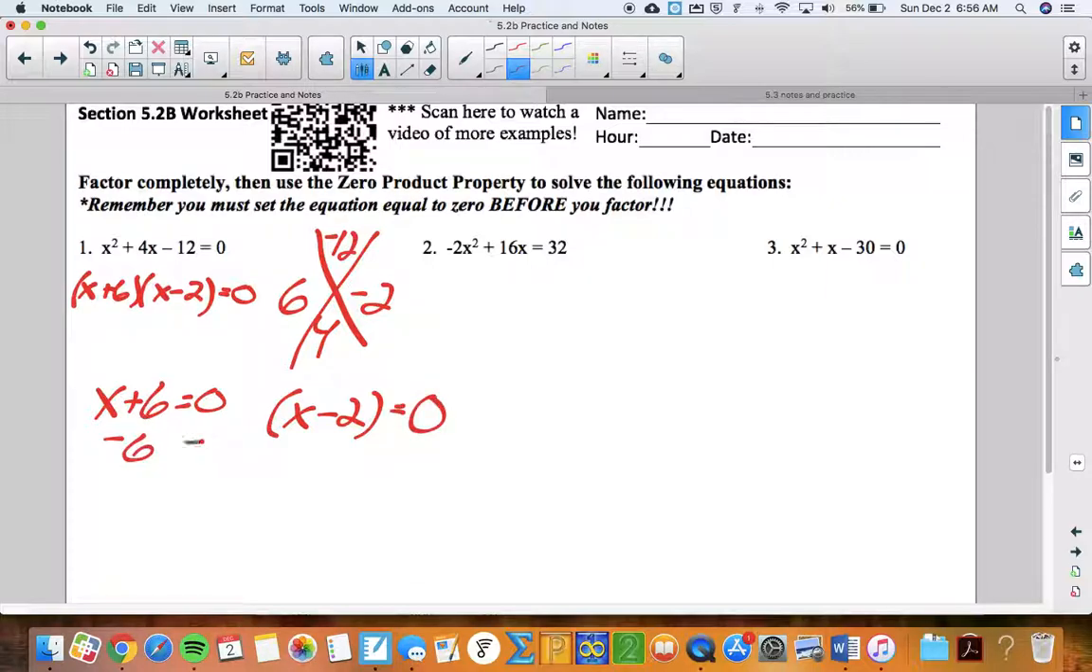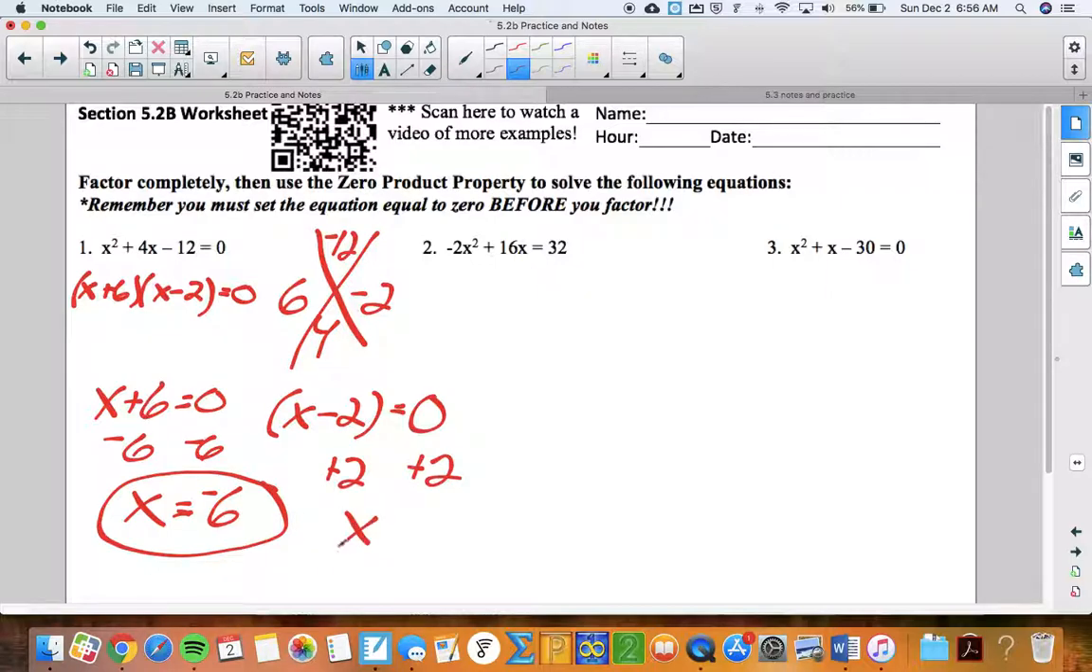So I'm subtracting 6 from each side. I get x equals -6. That is the solution. And over here, I'm going to add 2. I didn't need to put parentheses around that binomial. I just did it from the factored form up above. 2 is my other solution.